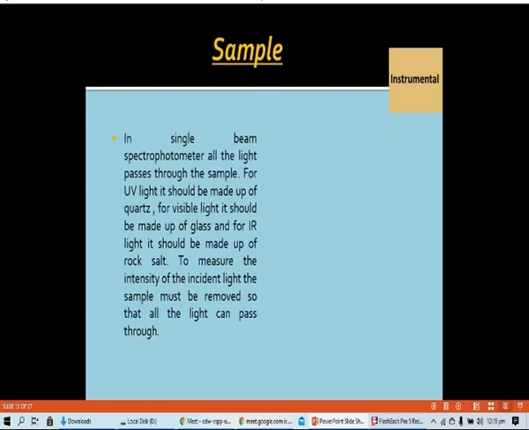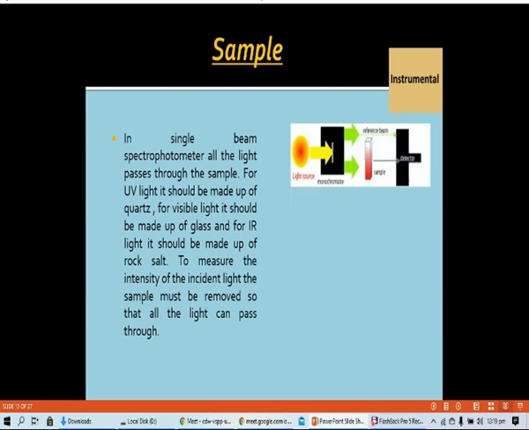So now, moving on to the sample holder or cuvette, in which the sample will be placed. As you can see, there are three types of cuvette according to the light source. For UV light, it should be made of quartz. For visible light, it should be made of glass. And for IR light, it should be made of rock salt. And if you want to measure the intensity of incident light, you must remove the sample.